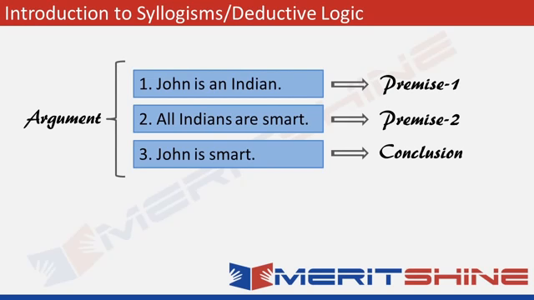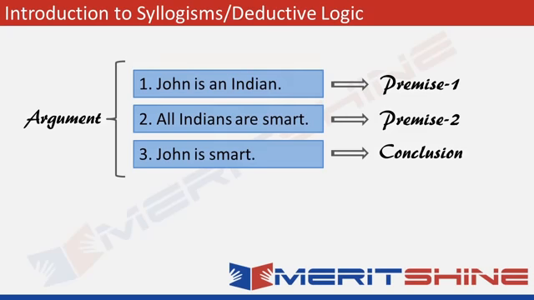2 premises, 1 conclusion. You will have to assume that the premises are true even if you don't think that they are making sense or they don't seem to be true. For example, if I say all cats are dogs and this is our premise, you will have to believe that all cats are dogs for the sake of this argument. I hope this is understood.